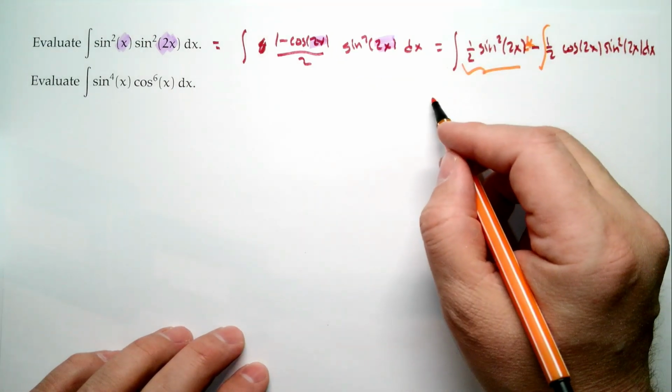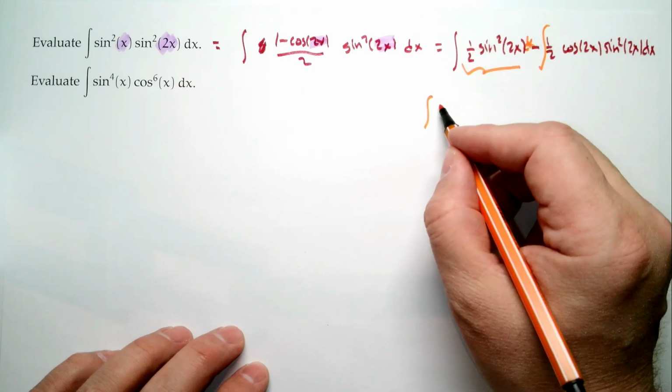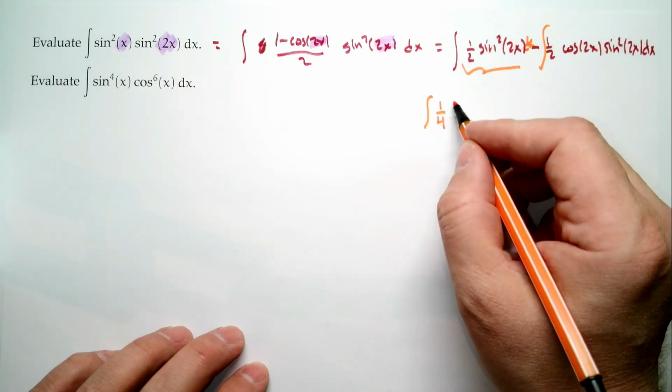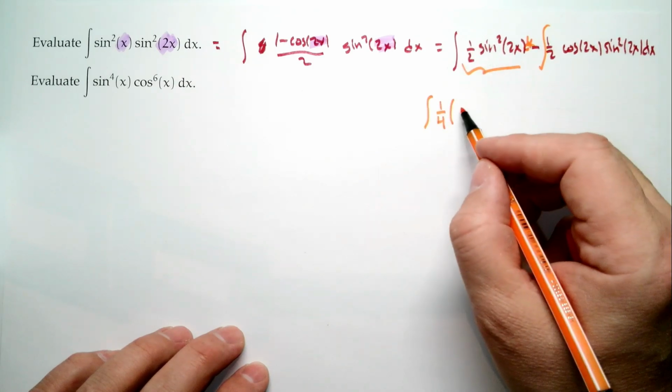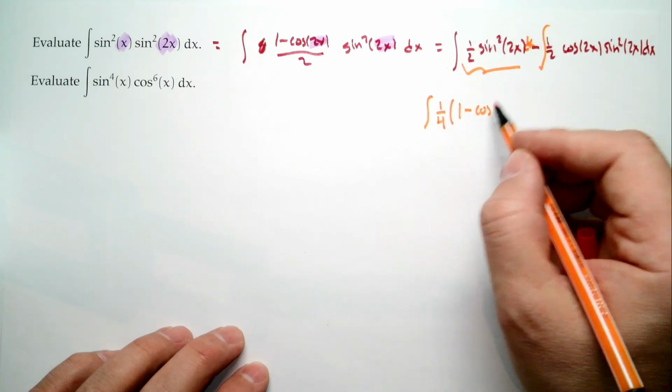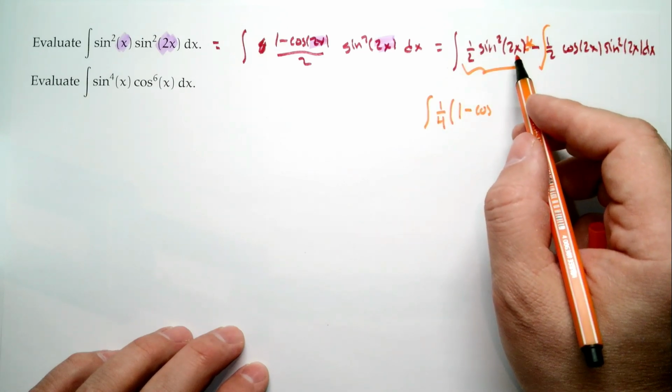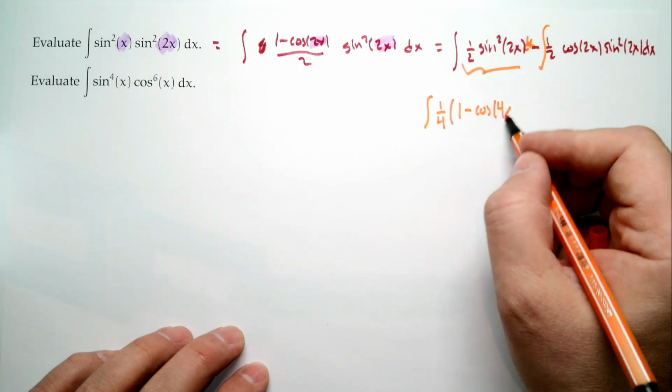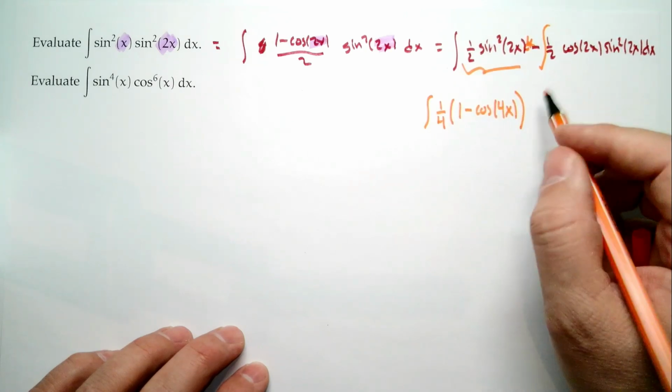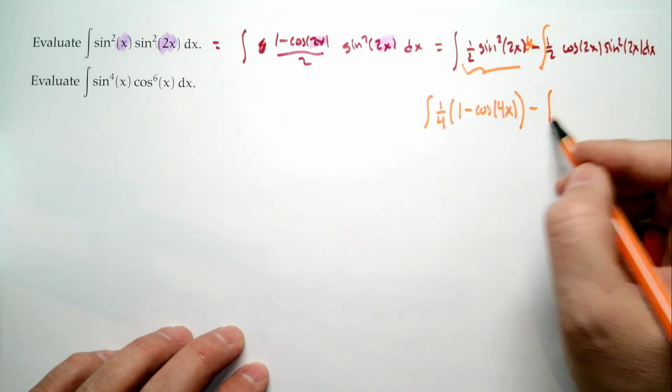So this integral, well, there's a half. There's going to be another half. That makes it a fourth. Then sine squared, that's the 1 minus cosine. And don't forget to double the angle. It's currently 2x. It would become 4x. And then there's this other integral.